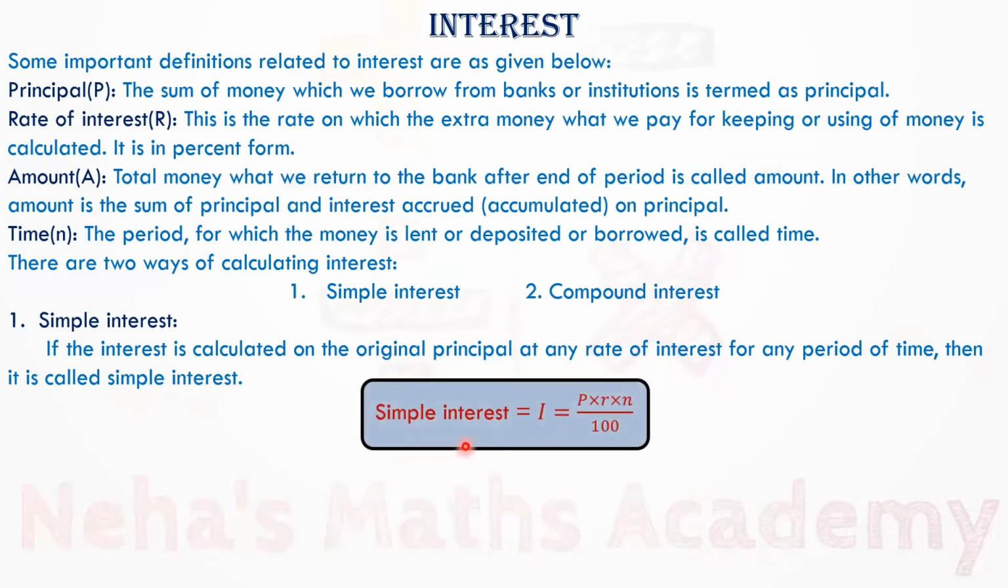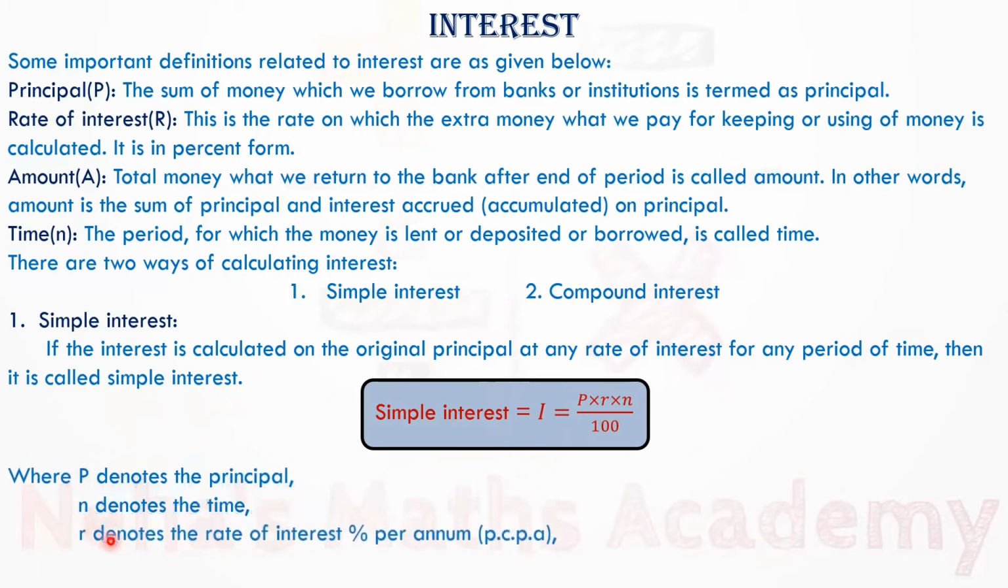The formula for simple interest is given by capital I, that is simple interest, is equal to P into R into N upon 100, where P denotes the principal, N denotes time, R denotes the rate of interest percent per annum, and capital I denotes simple interest.